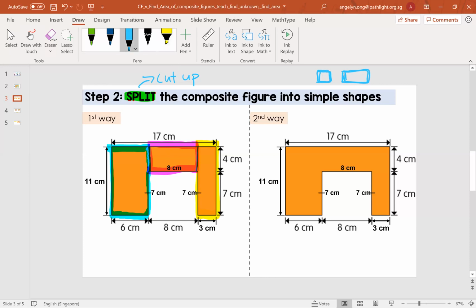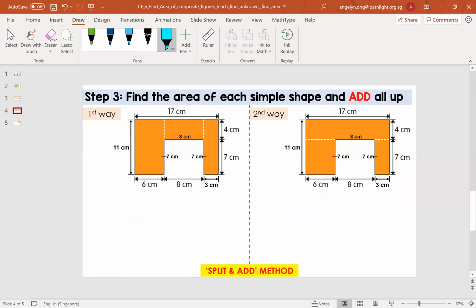Now the other way I can do it is to cut it horizontally. So I can cut here and I can cut here. And I will also get 3 rectangles. So I have one rectangle here. Then I will have a big rectangle at the top here. And finally a third one over here. So in both ways, I'm still cutting up the figure into 3 simpler shapes or 3 rectangles. Okay, so we are done with splitting up. Now let's move on to the third step.